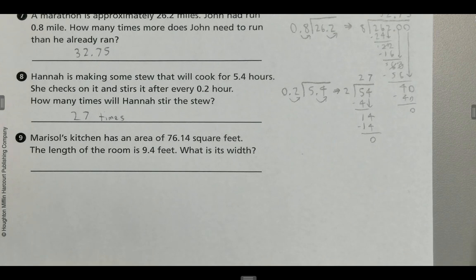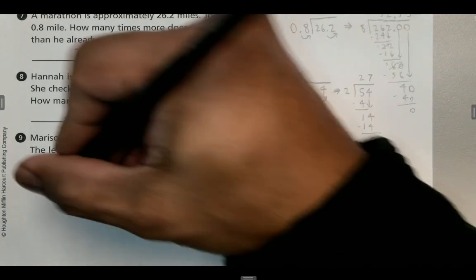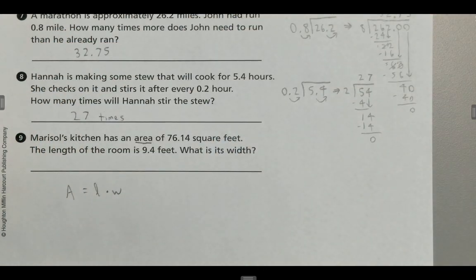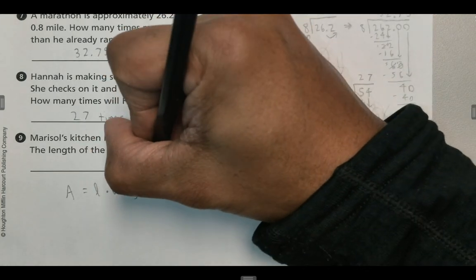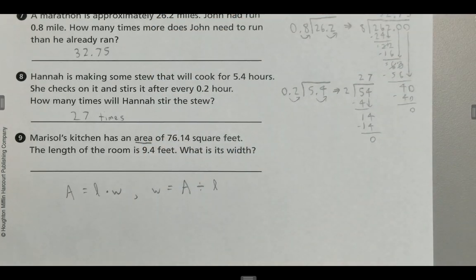Number 9, Marisol's kitchen has an area of 76 1,400 square feet. The length of the room is 9 4/10 feet. What is its width? Of course, this is implying that the kitchen is rectangular in shape. We know the area of a rectangle is length times width. If we know that and we know the length, then figuring out the width means taking the area and dividing it by the length.